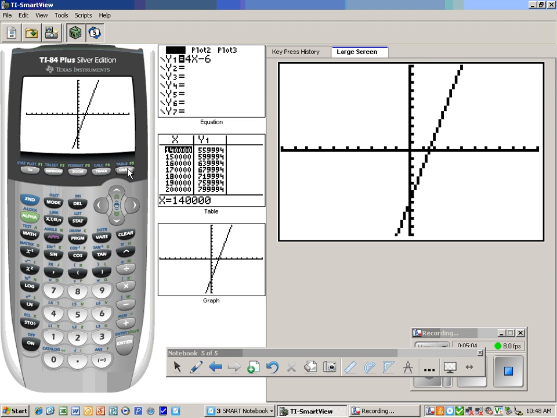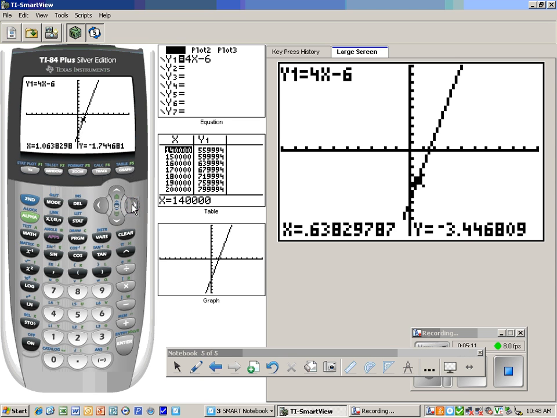You can trace along the function and find points using the trace button. If you have a specific point you're looking for, you can enter that in for x by typing the number in and then pressing enter. The tracing point will jump to that point on the graph.